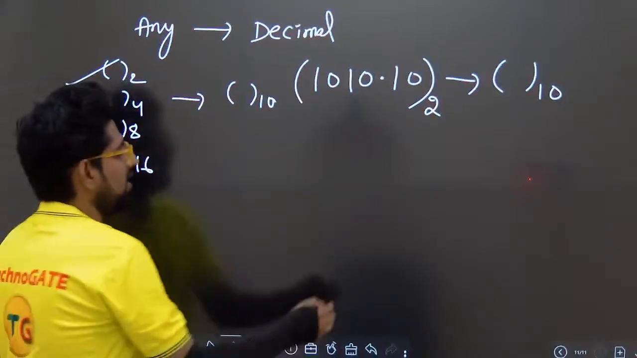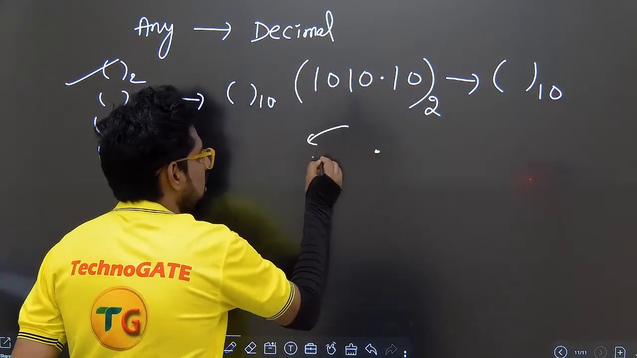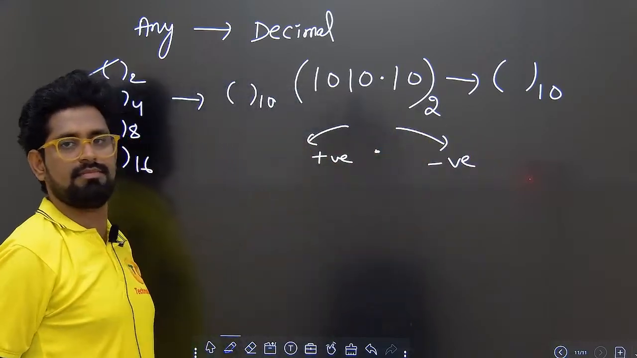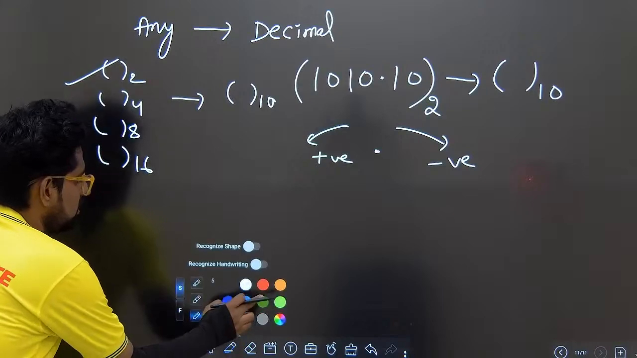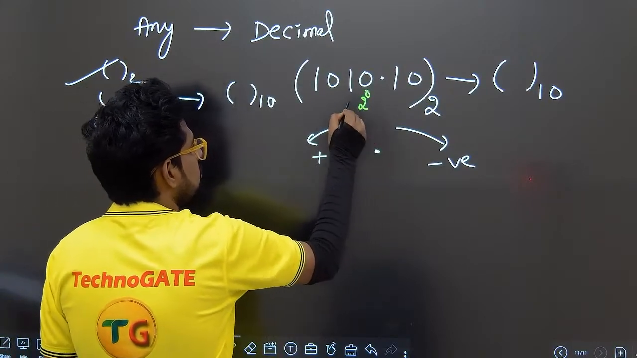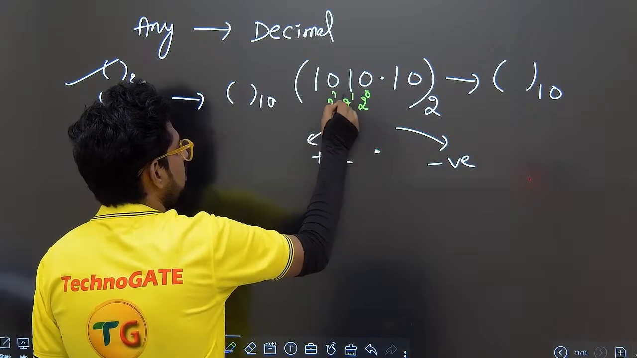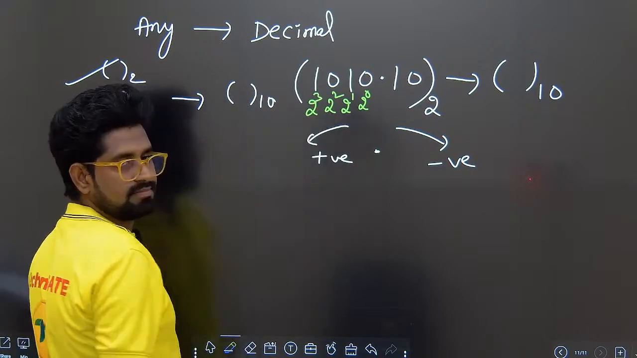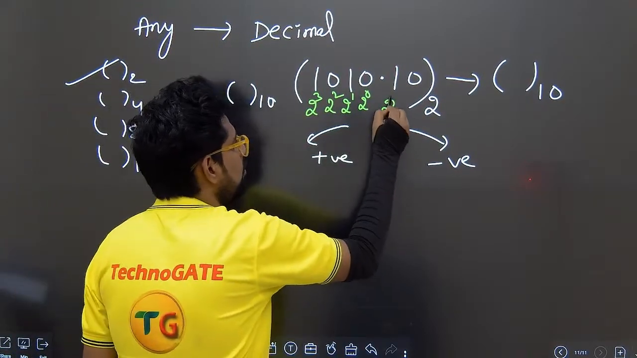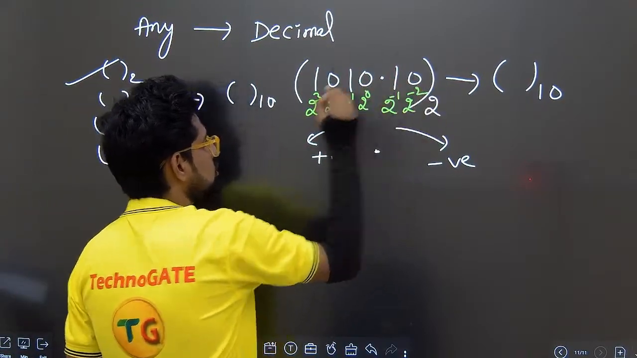So I said very clearly, keep a dot. This side the weights are positive, this side the weights are negative. Then how to solve this? You can observe 2 power 0, 2 power 1, 2 power 2, 2 power 3. Okay, positive weights. This side negative, 2 power minus 1, 2 power minus 2.